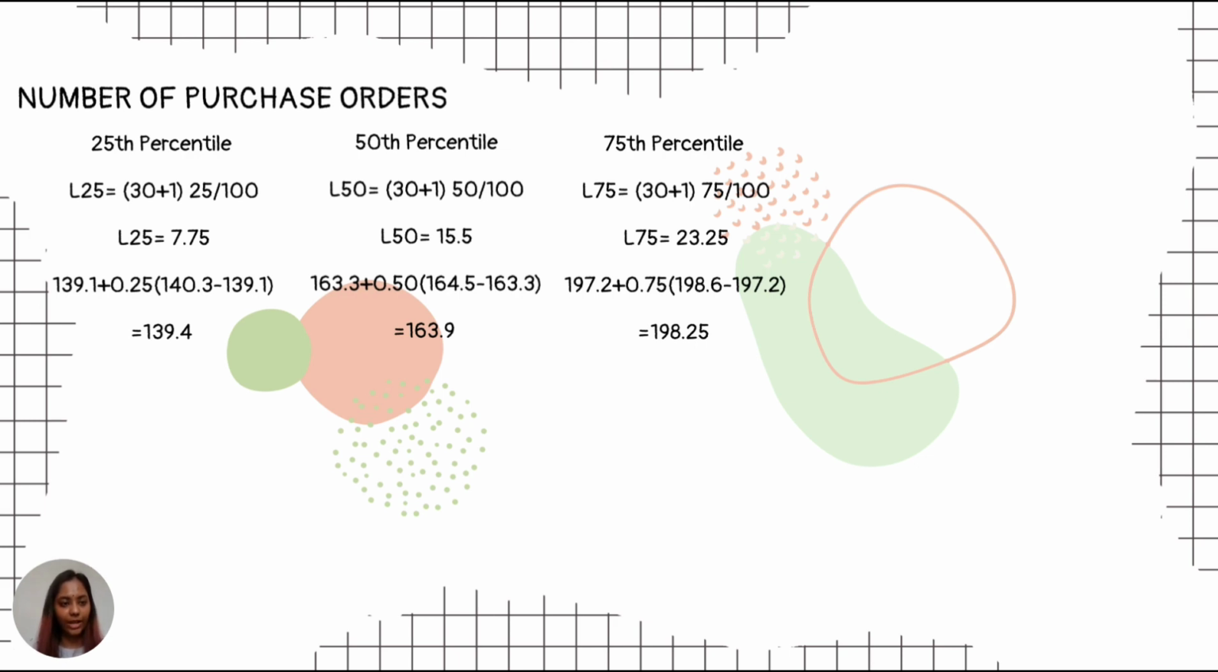So next, to calculate the number of purchase orders for 25th percentile, L25 equals 7.75, and the final calculation we will get answer 139.4. For the 50th percentile, L50 equals 15.5. For Q2, we will get 163.9. For 75th percentile, L75 equals 23.25, and final answer for Q3 we will get 198.25.